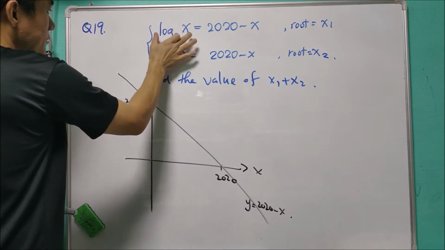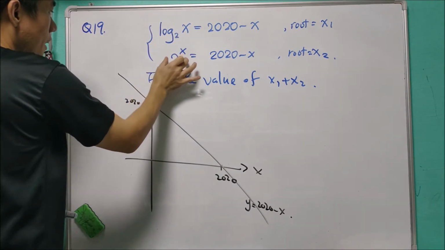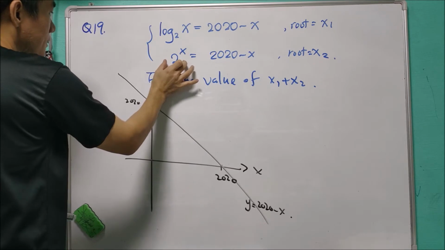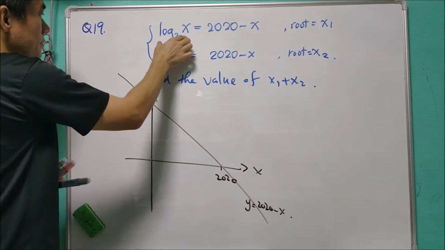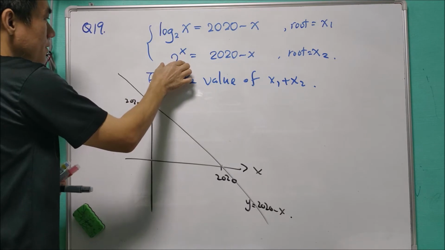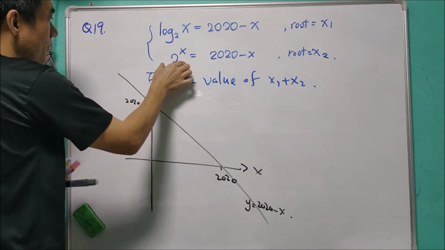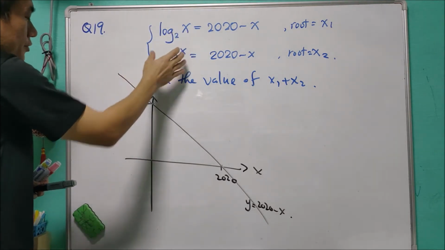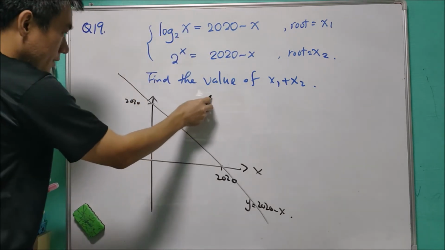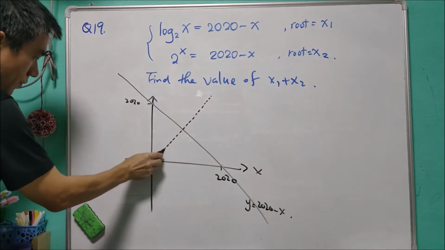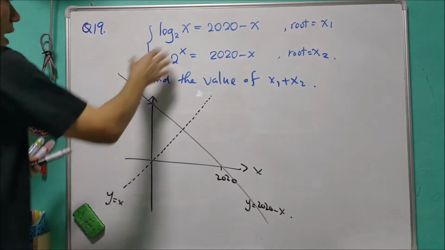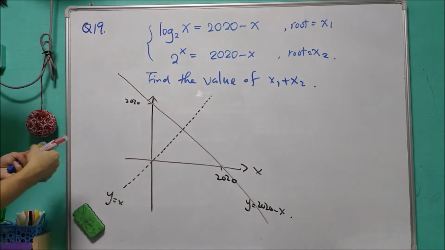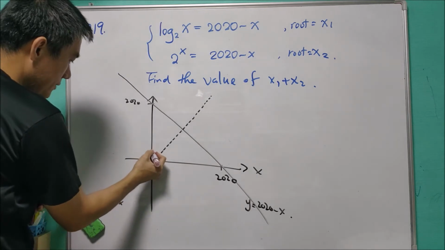There is log 2x in the first equation and 2 to the power x in the second equation. Since y equals to log 2x is an inverse function of y equals to 2^x, the two graphs will be symmetric about y equals to x. And they do not have any intersection, so the graph will look like this.